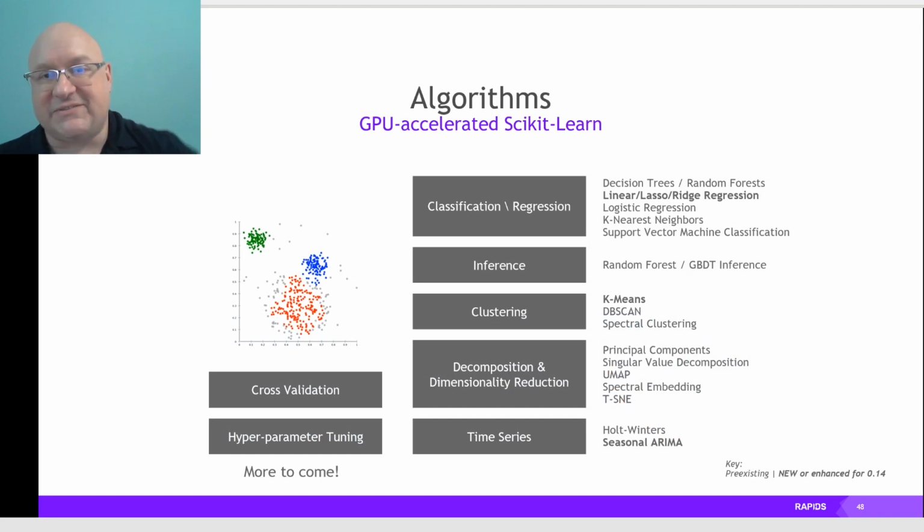So here's a list of some of the algorithms in cuML, mimicking scikit-learn. A lot of these are familiar: regressions, classification, inference, clustering, decomposition, dimensionality reduction, time series, hyperparameter tuning, and we're always looking to add more.